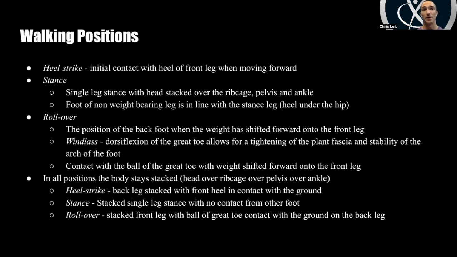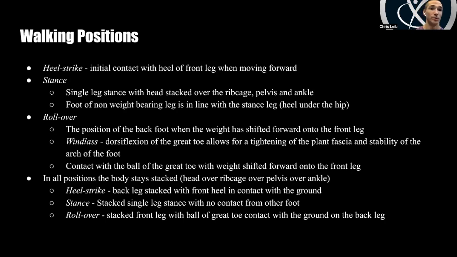Stance would be when you're in the single leg stance position, and this stance is going to be contingent on the head being stacked over the rib cage, over the pelvis, over the ankle. So you're making a straight line basically from the outside of the ankle through the ear. And then generally in that stance position, the non-weight bearing leg is going to have the foot in line with the other leg. So it'll be like the heel under the hip, makes sort of like a figure four position.